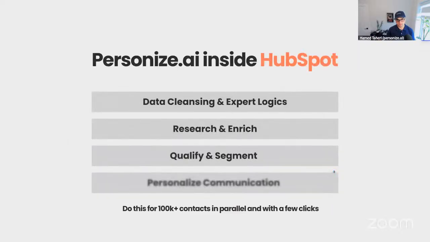When it comes to HubSpot and Personize, I'm going to specifically focus on forms, but I want to give you context of what you can expect when you think about AI agents inside a CRM like HubSpot. One is data cleaning. Like a company name is not clean, there are typos. You want to deal with a lot of unstructured data, and AI agents can take care of that at scale.